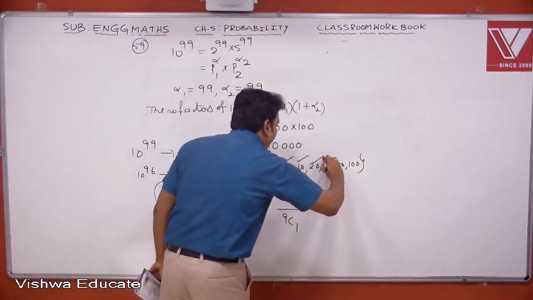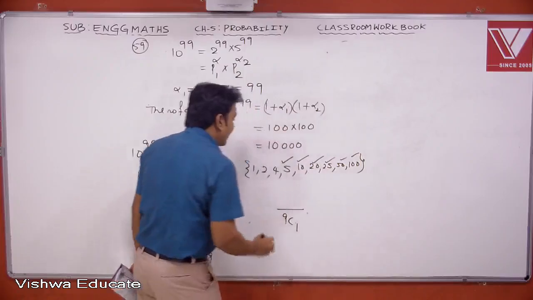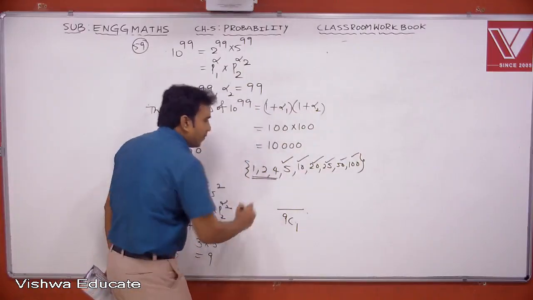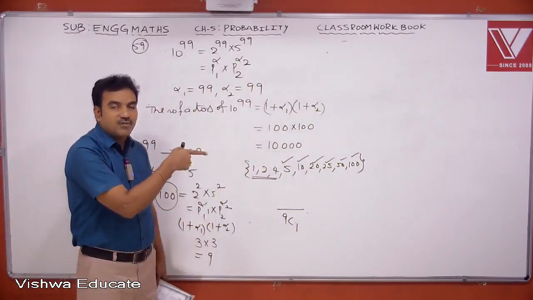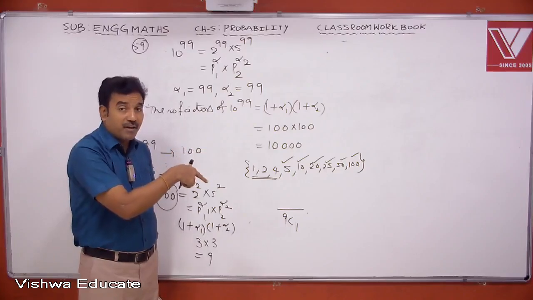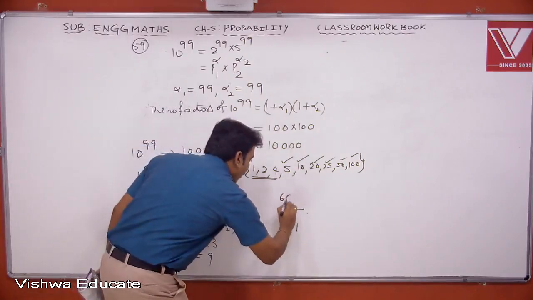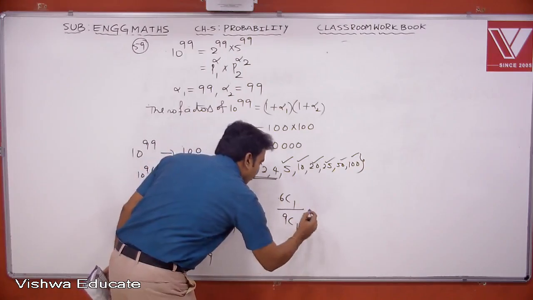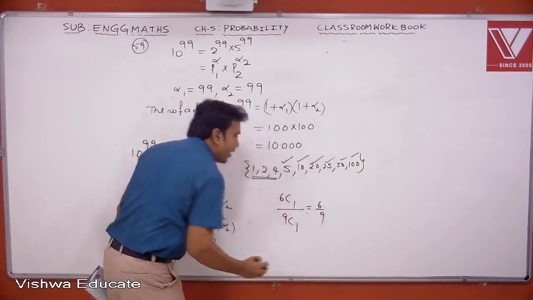This is a multiple of 5. This one, and this one. But these 3 are not multiples of 5. So there are exactly 6 factors of 100 which are multiples of 5. Therefore you take 1 out of these 6. So the probability is 6 divided by 9.